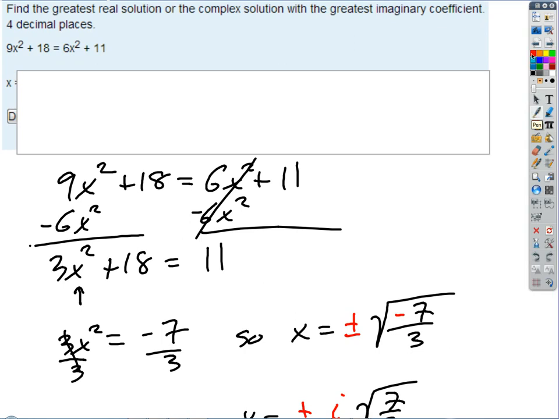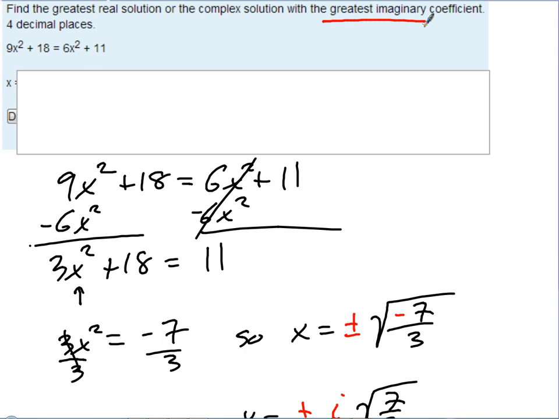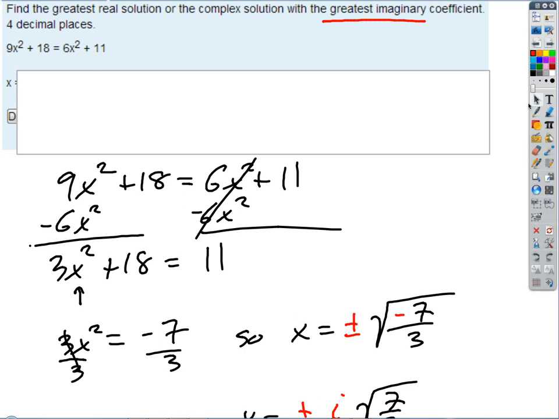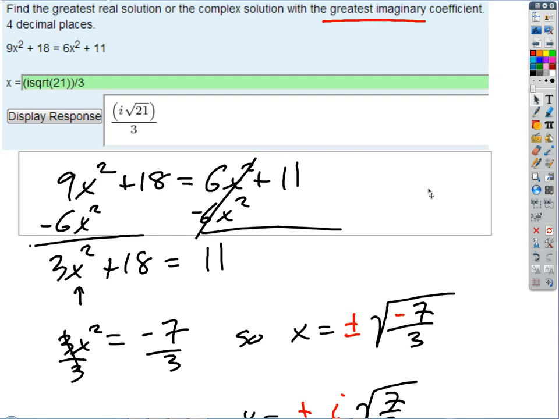It wants the greatest imaginary coefficient if it's got i's in it. So we'll take the plus. I would encourage you not to make this a decimal. Uh-oh, did we make a mistake?